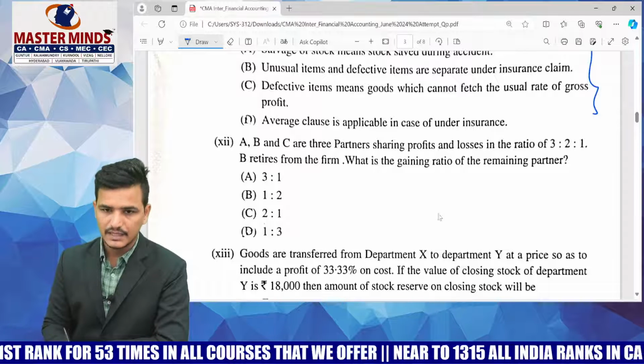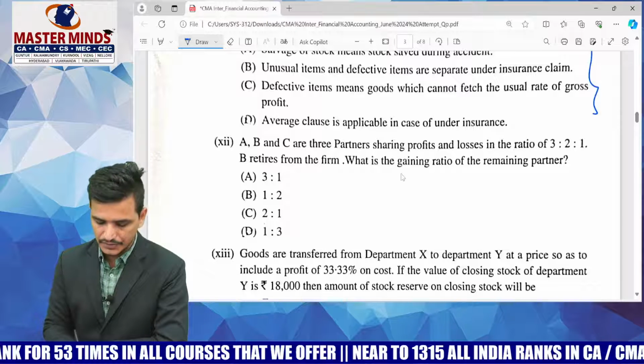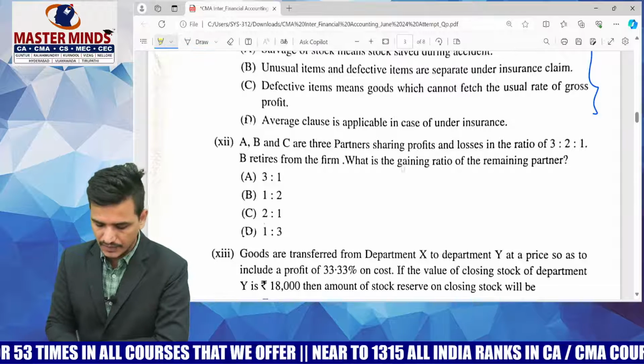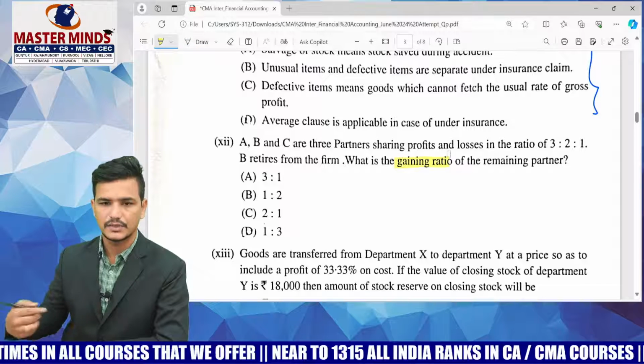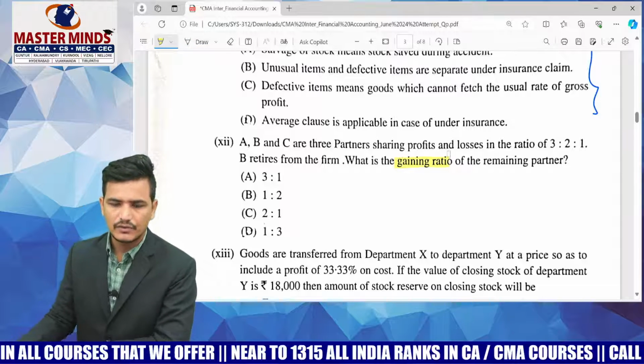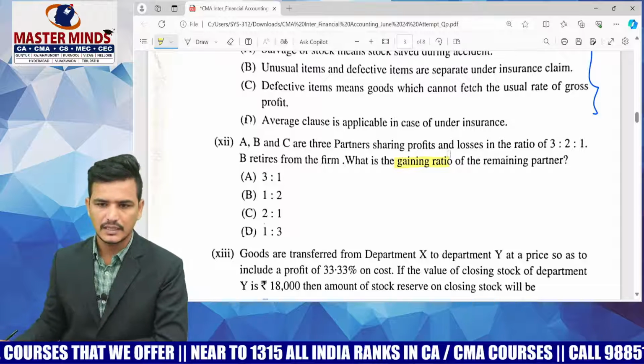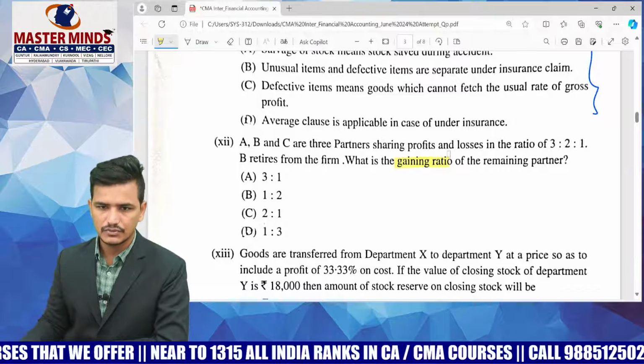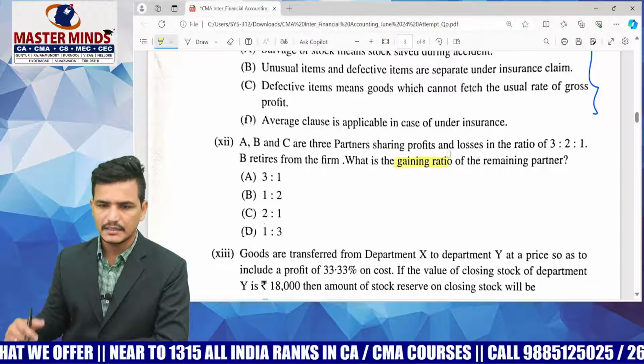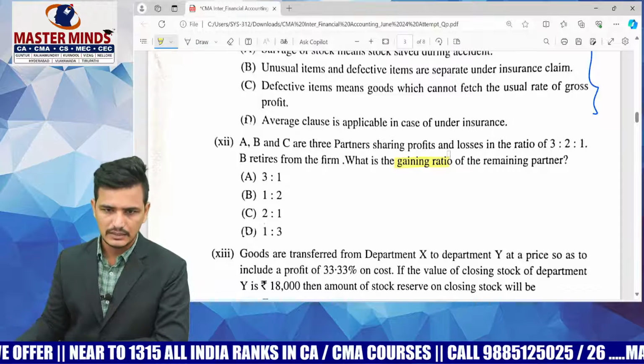And the next one is partnership. In the partnership question, they are asking you to calculate the gaining ratio. What is the gaining ratio of the partners when a partner is going to retire? If you are comfortable in solving ratios, then this is a very easy question only. Or by applying the partnership provisions also, we can answer this question.